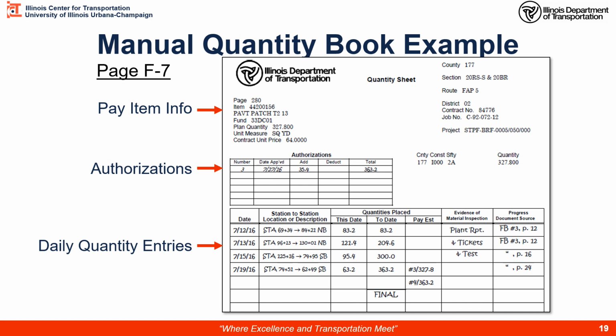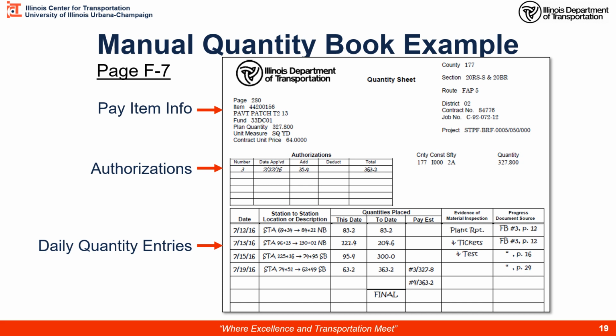We've got our fund code, planned quantity, our pay unit or unit of measure is square yards, and we have a contract unit price. Our contract information is up here. Most important piece of information up in that square is what? Contract number. Must be on all of our documentation.